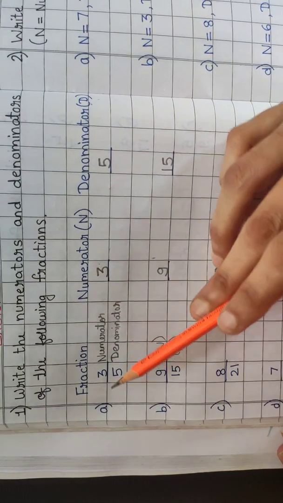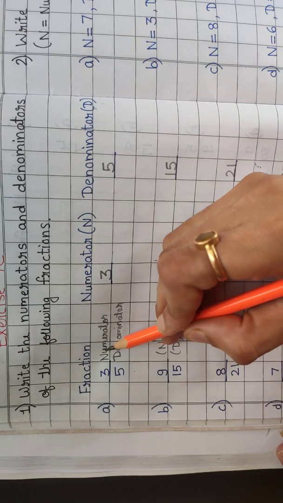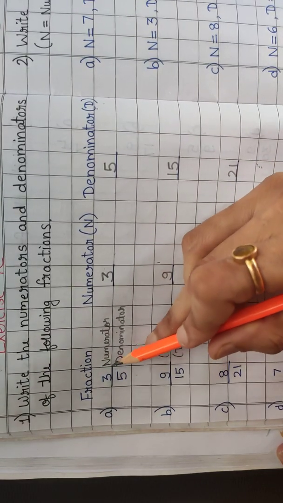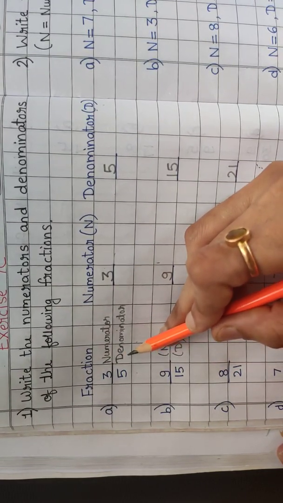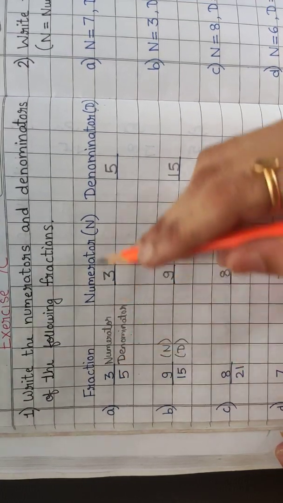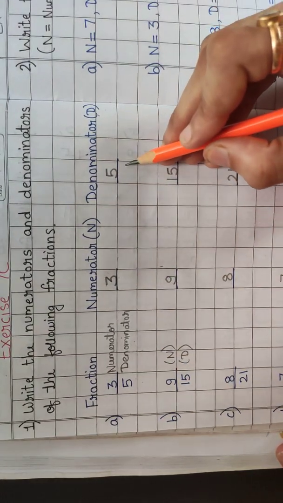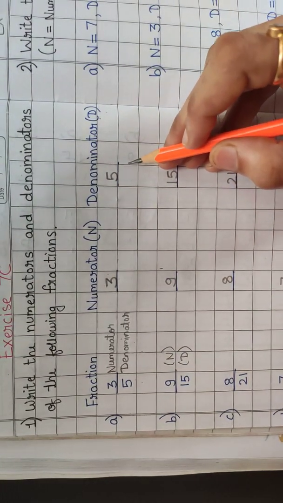Now first one, a 3 upon 5. Okay, so first of all what we will do, first you will write here numerator, and then after this line segment the below number will be denominator. So what we will do, this 3 we will write here, it is numerator, and then this 5 we will write in this column, that is denominator.